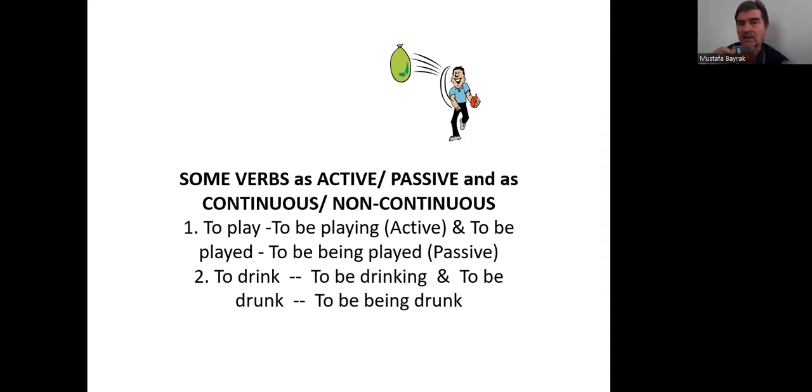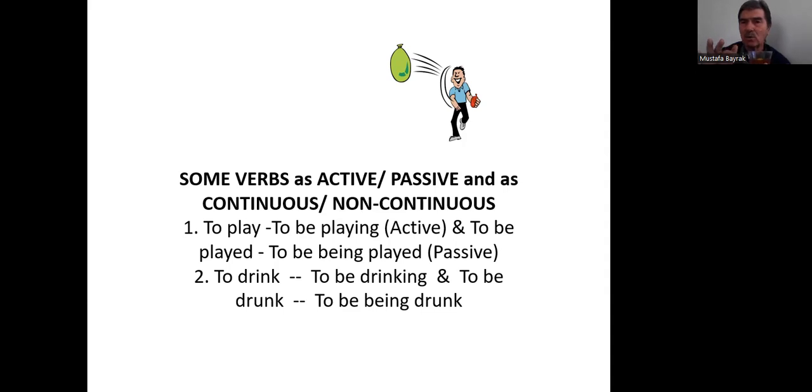What about this part? Now tea receives the action, okay? So to be drunk, tea is drunk now. So drink, drank, drunk, okay? Tea is drunk. Every day, sorry, not now, every day. Tea is drunk every day. Simple present of passive.